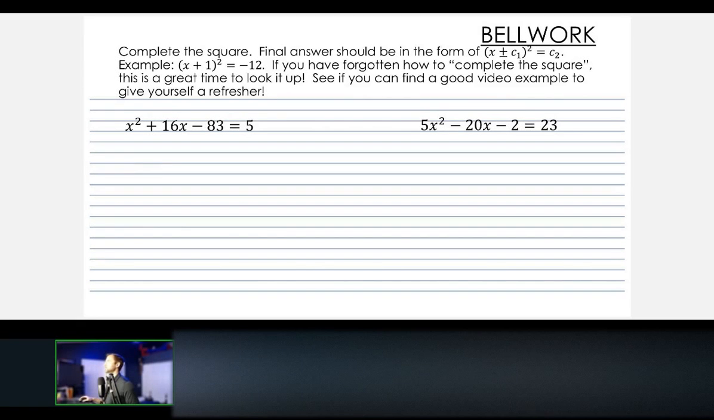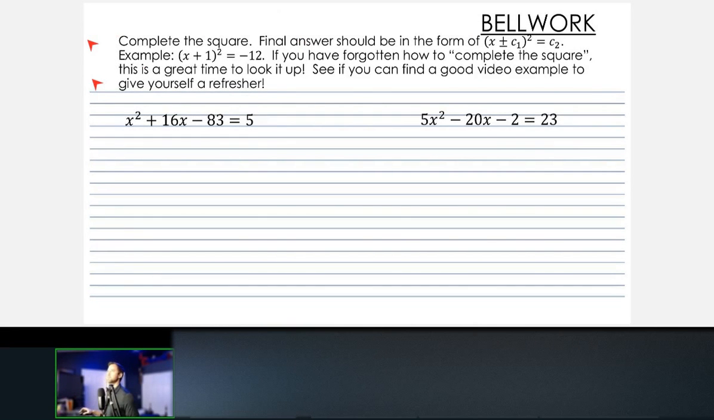All right, so today we're doing day 3 of circles. Here's the bell work. Complete the square. Final answer should be in the form of x plus or minus c sub 1 quantity squared equals c sub 2. Example, x plus 1 quantity squared equals negative 12. So this is what your answer should look like in this form for both of these examples.